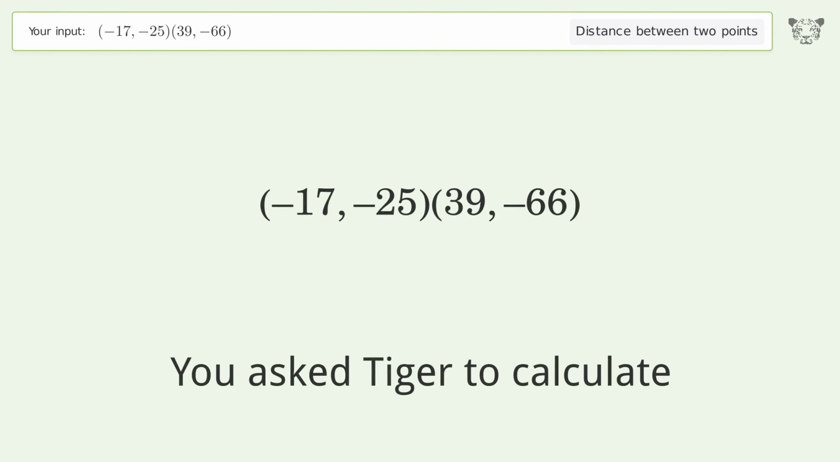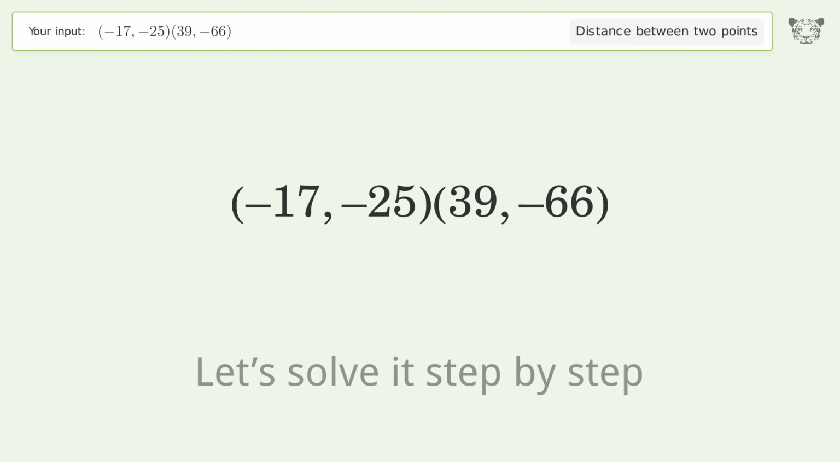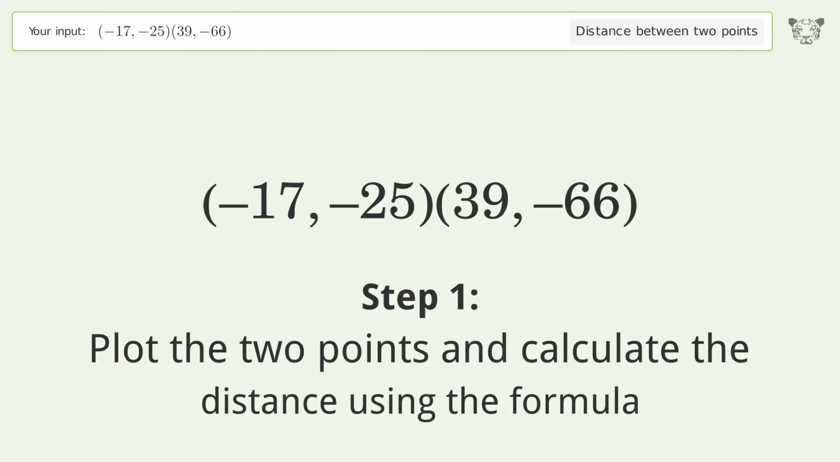You ask Tiger to calculate. This deals with the distance between 2 points. The distance between the 2 points is the square root of 4,817, or 69.405. Let's solve it step by step. Plot the 2 points and calculate the distance using the formula.